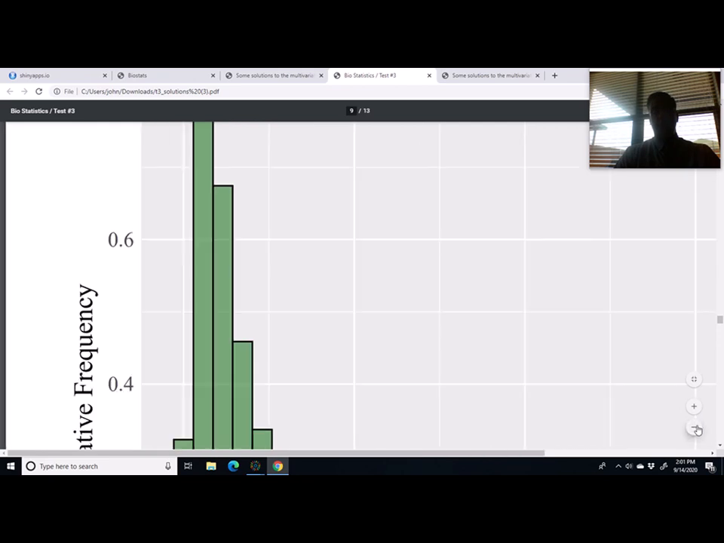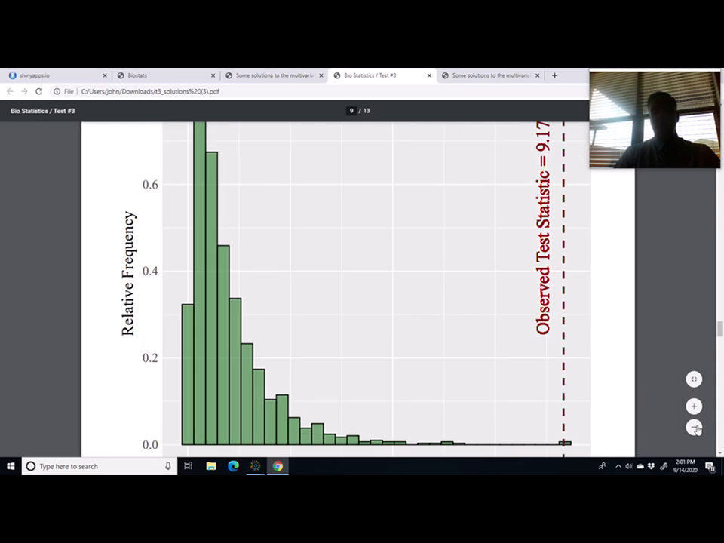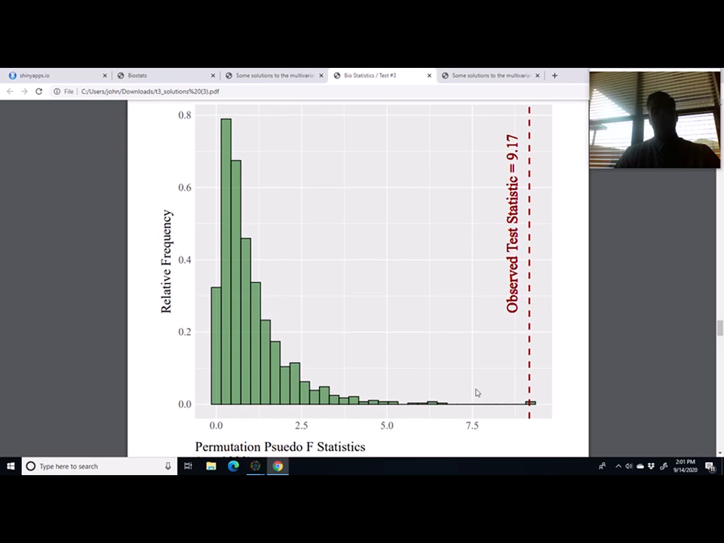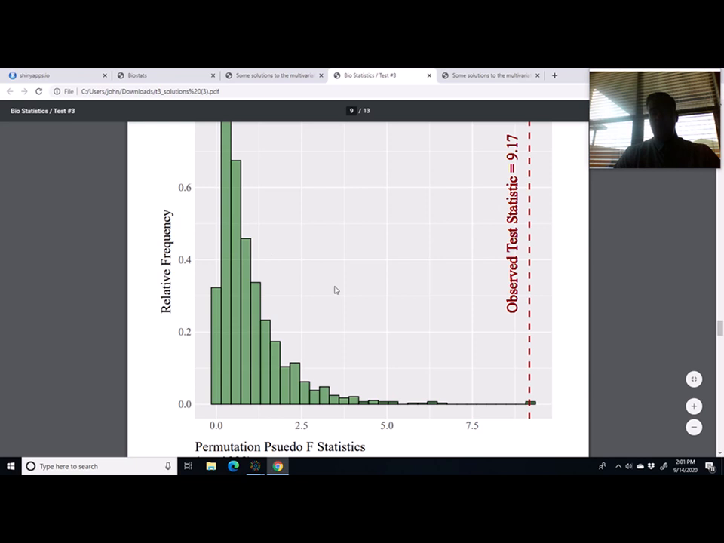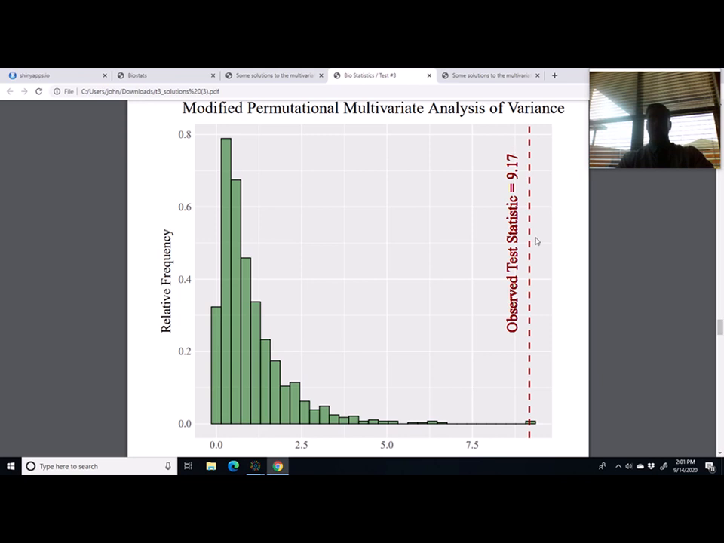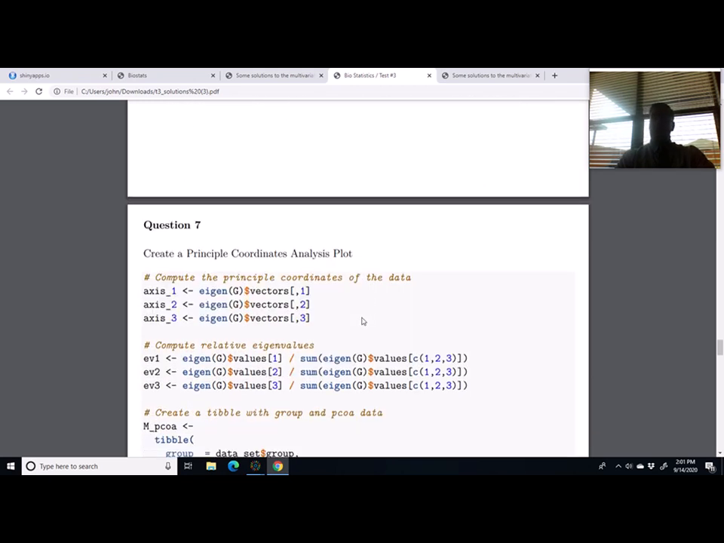Here is the histogram of the statistics, the null statistics computed by random permutations. Okay? So it has this decreasing pattern. Right? And you can see that what we observed is way out here at the right, away from most of the permutations. All right.